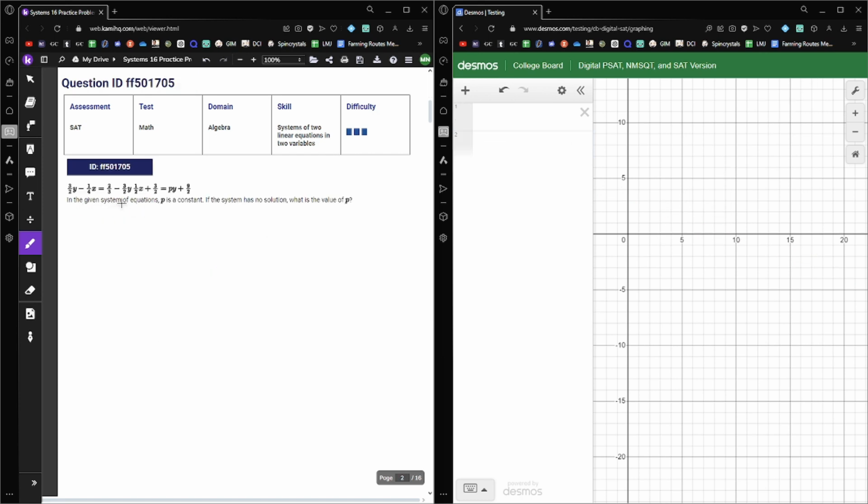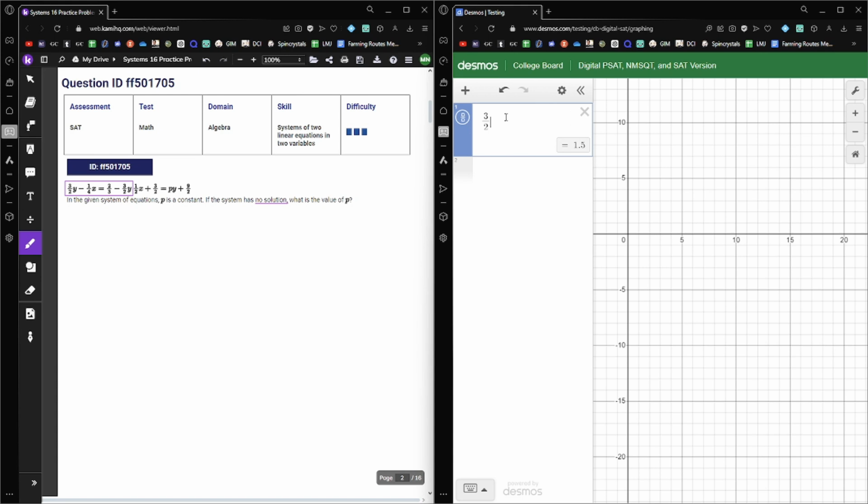Question number 2. In the given system of equations, p is a constant. If the system has no solution, what is the value of p? I'm so sorry, I have no idea why it looks like this, but all of that is going to be one equation, and everything here is going to be the second equation. So let's put this in Desmos.